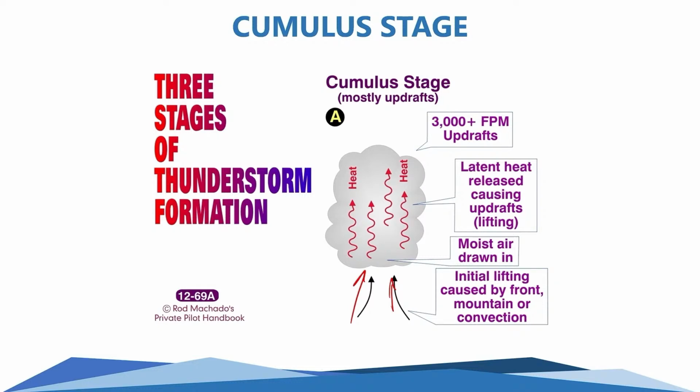A trough, remember, is an elongated area of low pressure, and as we talked about before, lows basically push things upward. As that occurs, you're going to have the moisture, or that moist air, drawn in, and then as that system starts to expand vertically, you're going to have all of this heat that's going to start to be released, and that's going to create additional lifting, and that's also going to cause updrafts. The big thing you want to keep in mind is that this stage is going to be mostly updrafts, and what we mean by updrafts is 3,000 feet per minute or greater, so pretty significant.